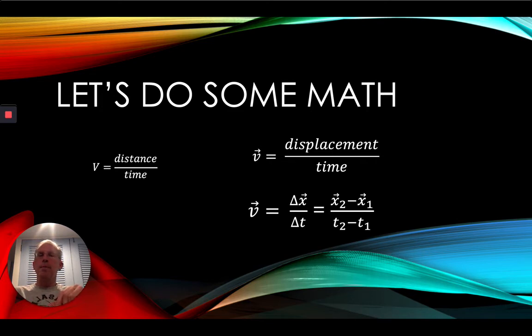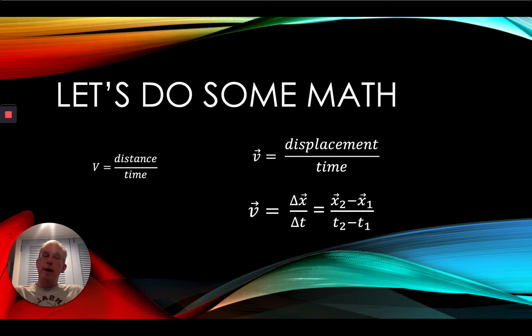So displacement is your change in your position. So I'm going to use a triangle or a delta. It's going to be delta x over delta t. And the x has an arrow over it because that is a displacement, which is also a vector. And time is a scalar, no arrow.